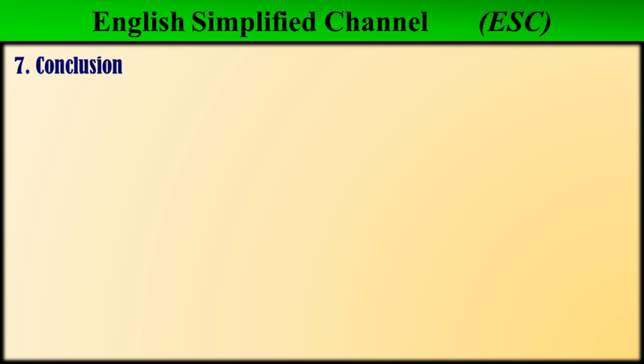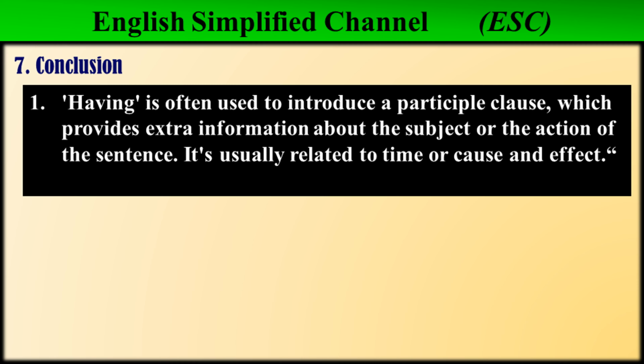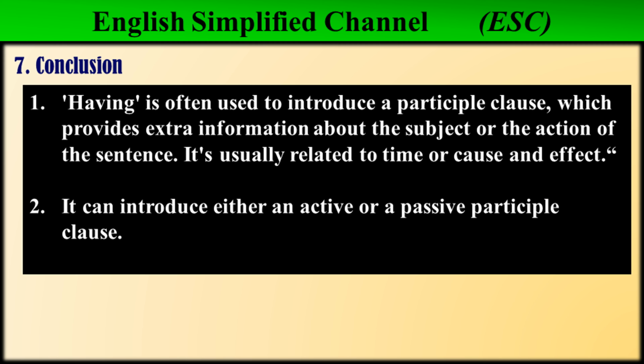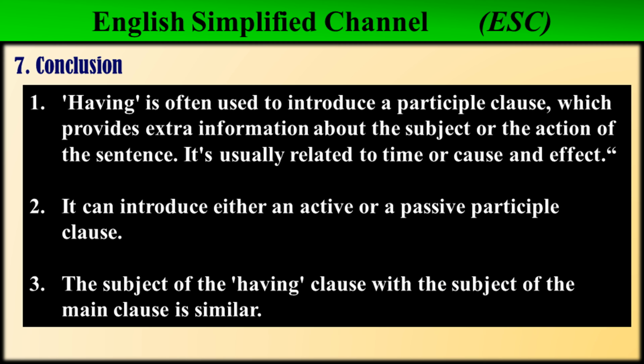Finally, this is the last section. Conclusion, you have to bear these in mind. 1. Having is often used to introduce a participle clause, which provides extra information about the subject or the action of the sentence. It's usually related to time or cause and effect. 2. It can introduce either an active or a passive participle clause. 3. The subject of the having clause and the subject of the main clause are the same.